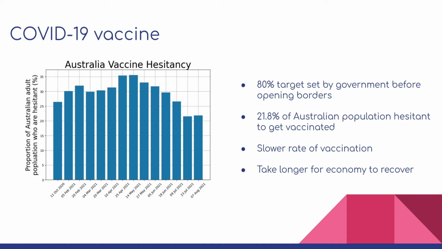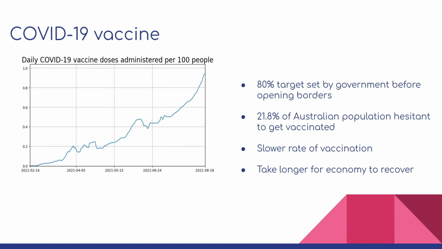Next, I want to talk about the COVID-19 vaccine. The Australian government has set an 80% target for its population to be fully vaccinated before opening its borders to other countries. However, as of the 7th of August this year, 21.8% of the Australian population has reported to be hesitant to get vaccinated. This might lead to a slower rate of vaccination, which will result in a longer time for the economy to recover. However, the vaccination rate of Australia is steadily increasing ever since vaccinations have started.